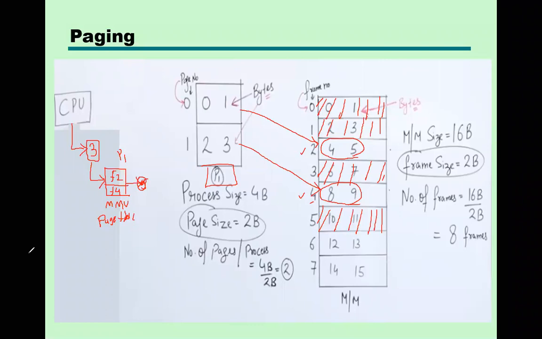Now, how does the CPU find out this 9? This is another question. As we know, the CPU works only on binary numbers, 1 and 0, right? So the CPU always works on the logical address. Logical address.